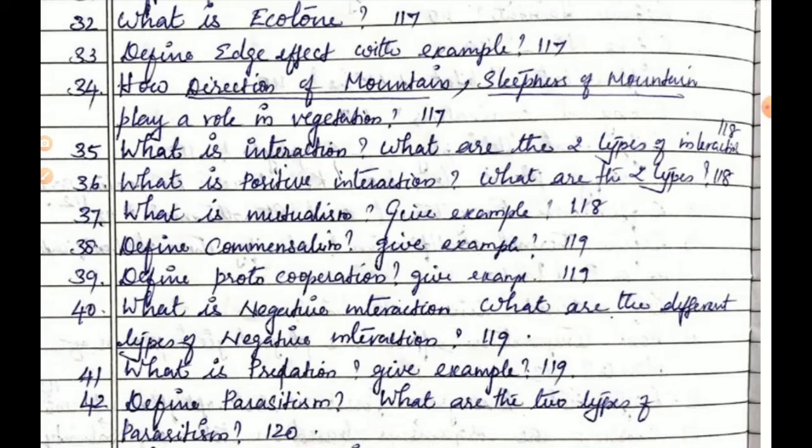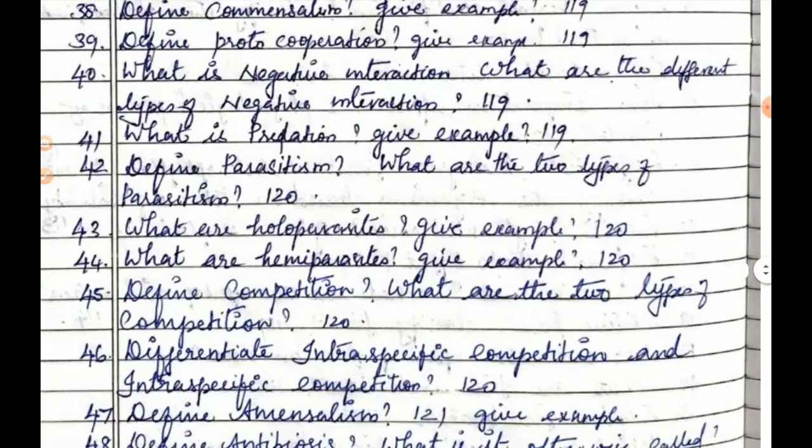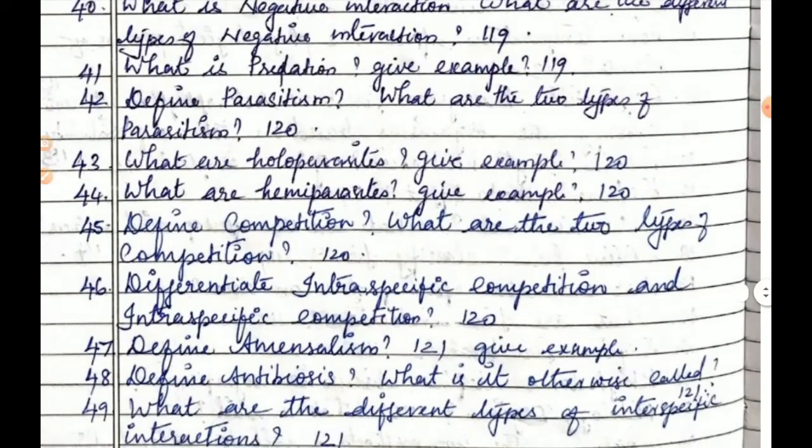Students, this is also an example. You have to learn all the examples for 1 mark, and for 2 mark or 3 mark only any one of the examples is enough for predator. The next is define parasitism. Parasitism, 42nd question, page number 120. The answer for this question is given on page number 120.